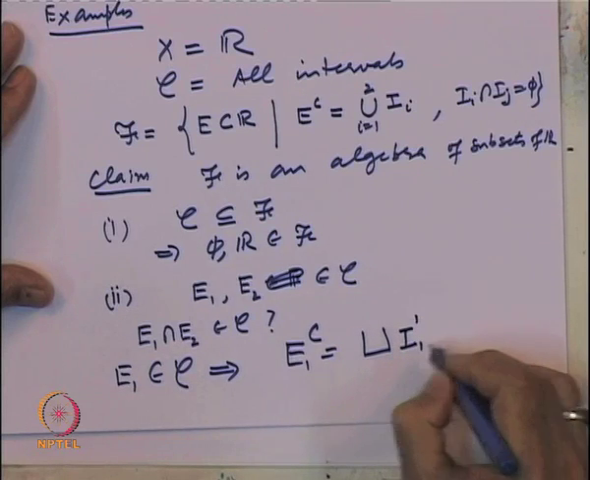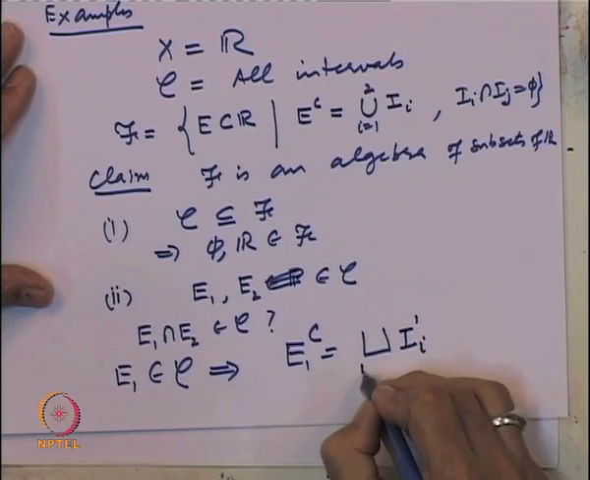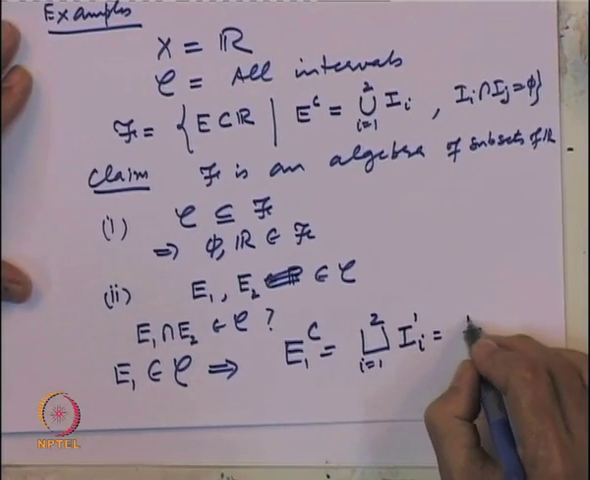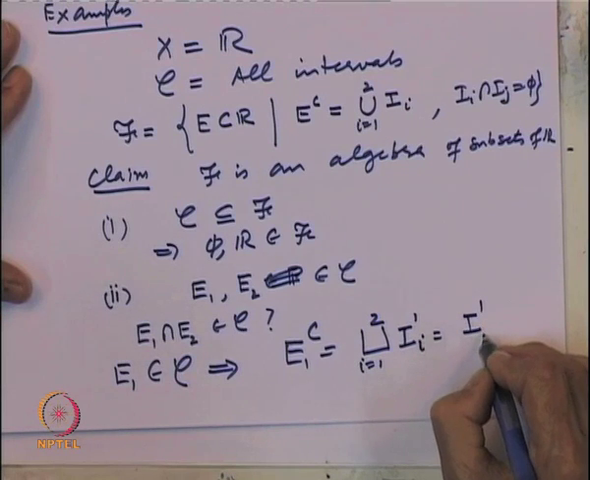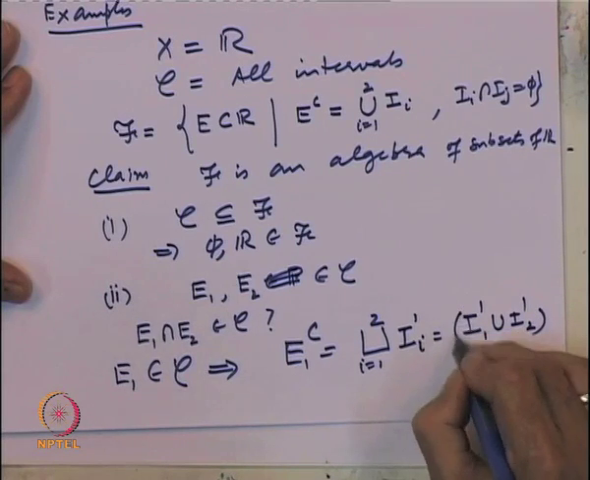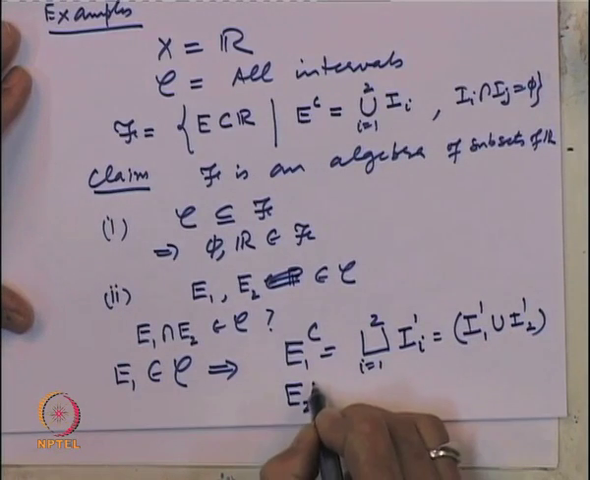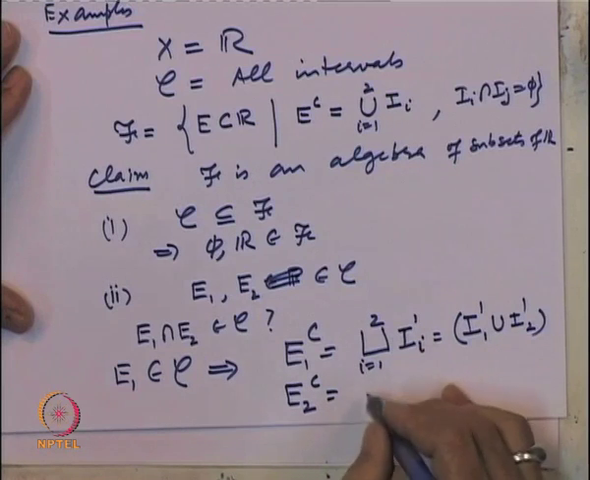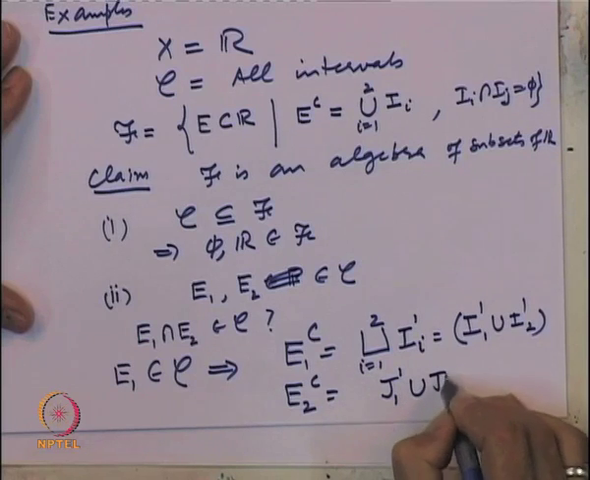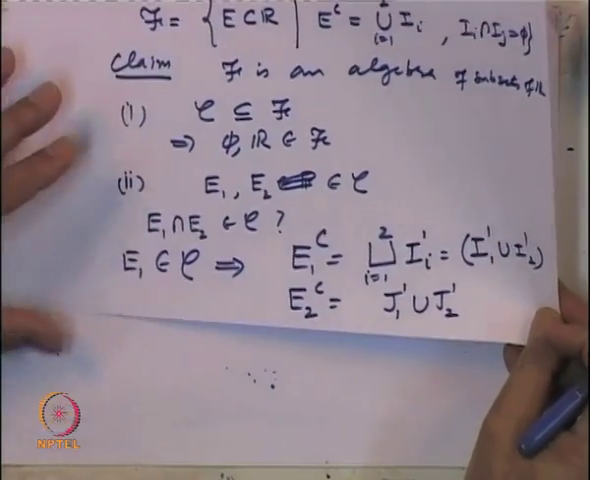So, I_11, or let us just simply write it as a union of two intervals: I_11 union I_12, where both of these are disjoint. Similarly, E2 complement can be written as a disjoint union, let us call it J_11 union J_12, where J_1 and J_2 are disjoint.